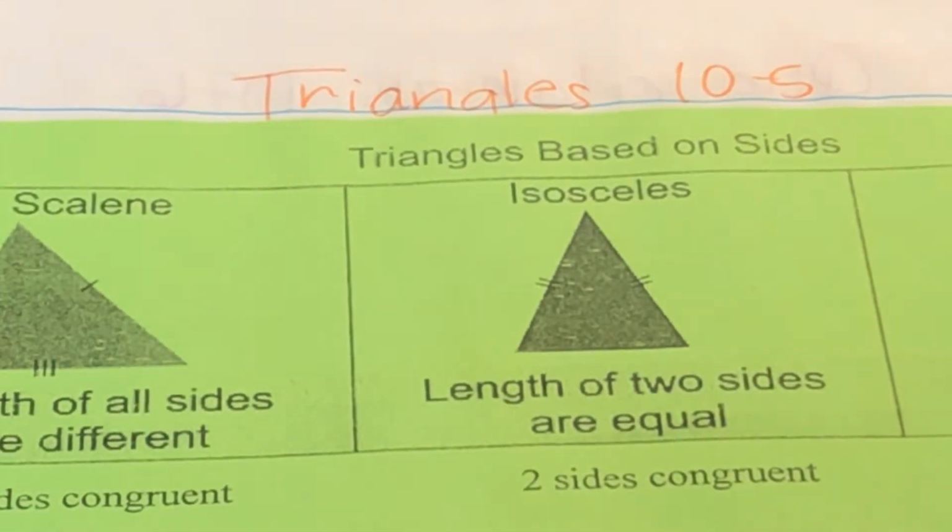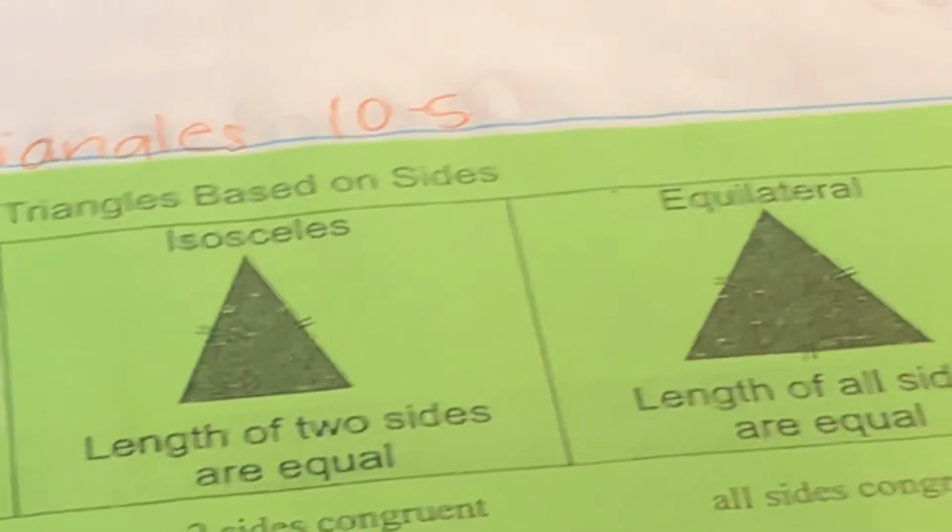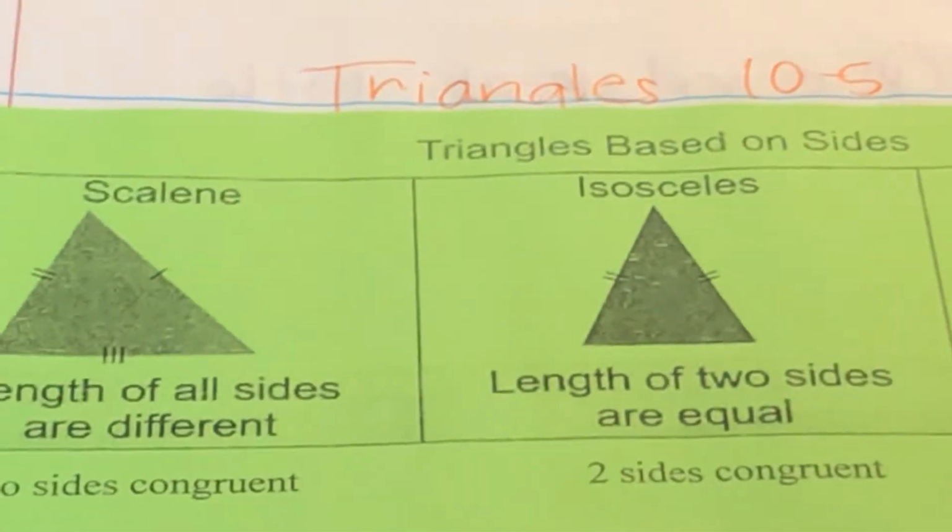So there are 3 ways to classify a triangle based on sides. If all sides are different, scalene. If 2 sides are the same, isosceles. If all 3 sides are the same, equilateral.